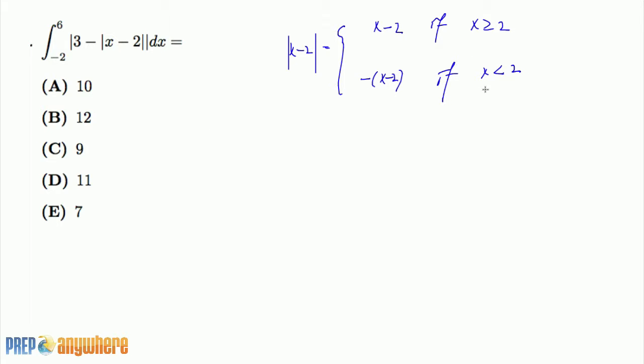So this tells me I need to split up the region from negative 2 to 6 so that we cut it right at 2. So you have to cut from minus 2 to 2 and 2 to 6, right? So from minus 2 to 2, which category are we in? Are we in when x is greater than or equal to 2 or less than 2? We're in less than 2, right? So don't touch the outside absolute value. Just the inside absolute value will be minus of x minus 2.